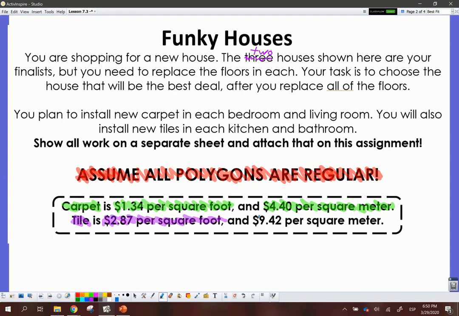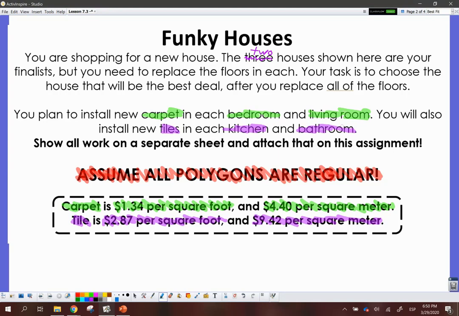So let's highlight this information so we know what we have here. Carpet and tile: we're going to be replacing the floors here, and our options are carpet and tile. So how do we know which room is carpet and which room is tile? Well, it tells us up here. We plan to install new carpet in each bedroom and living room. So we know that in our bedrooms and living rooms, we're going to have carpet. It also tells us that we're going to install new tiles in each kitchen and bathroom. So we have that too.